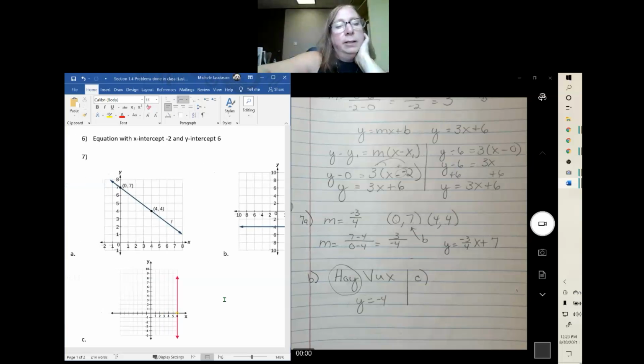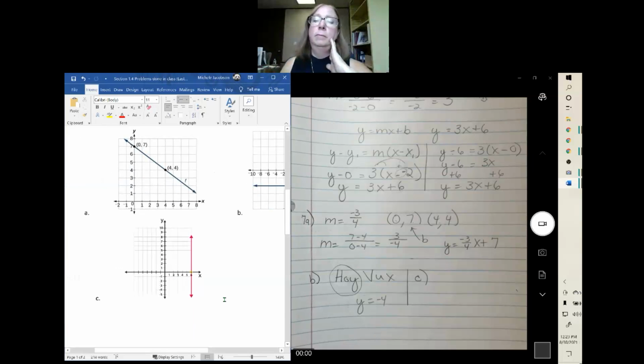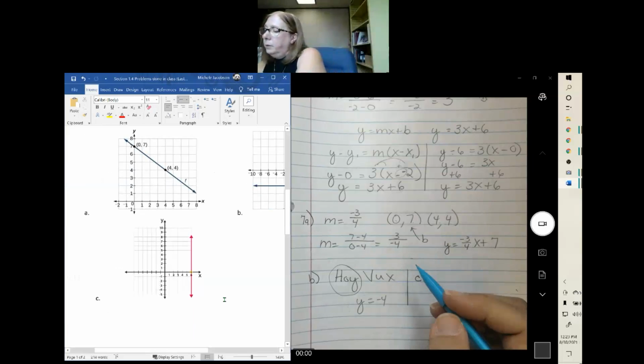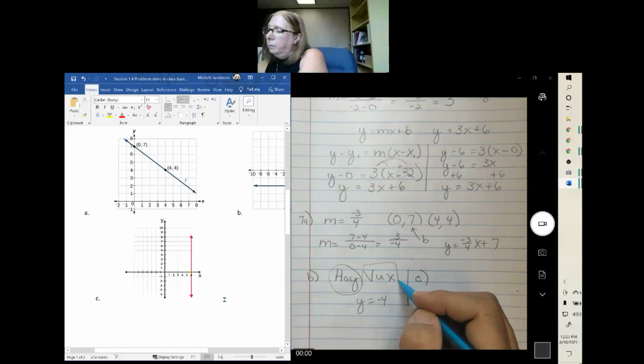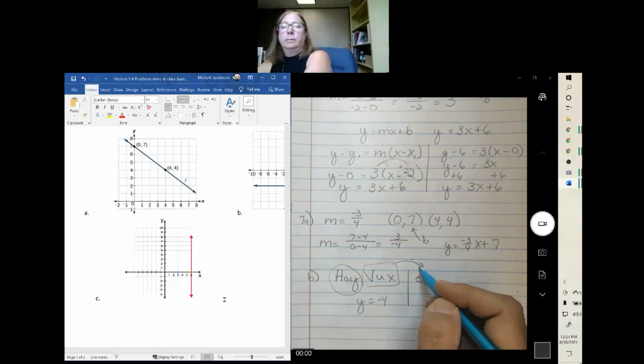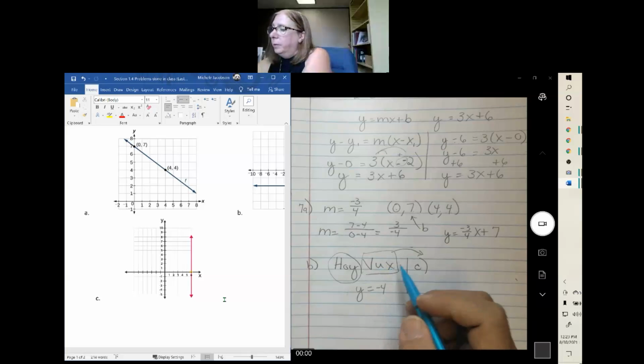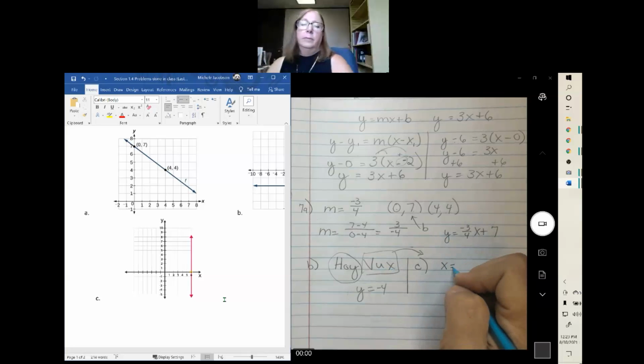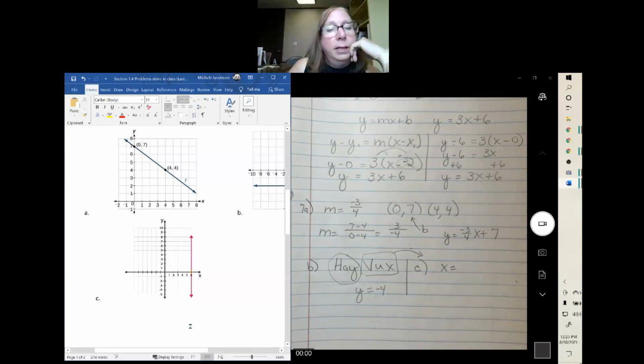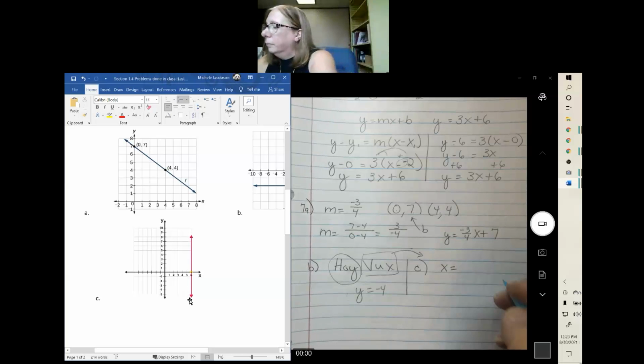C is a vertical line. A vertical line uses this one. For a vertical line, the slope is undefined and it's x equals a number. And if we look at the line, x is always 6.